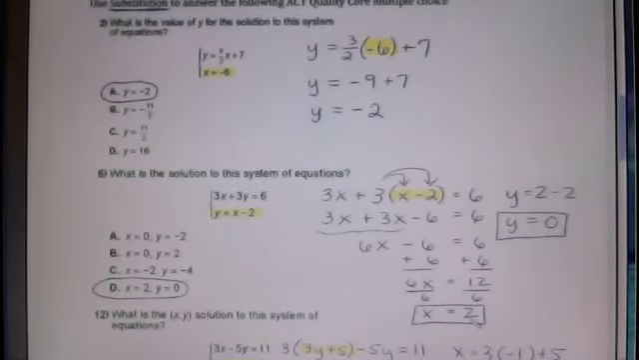However, we want the complete solution, so we're only halfway finished. If I know x is 2, let's take this value and substitute back into the second equation. Instead of x, let's put in positive 2, which I've done over here. So y equals 2 minus 2, and that is 0. So if x is 2 and y is 0, that goes with choice D.